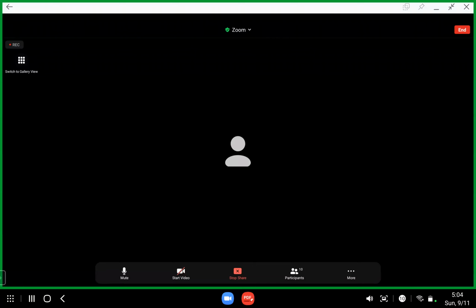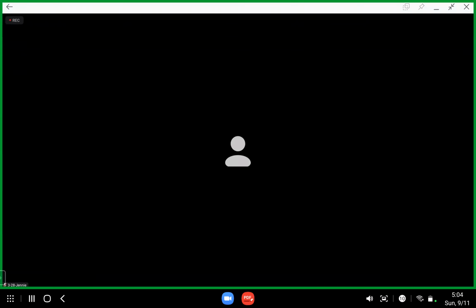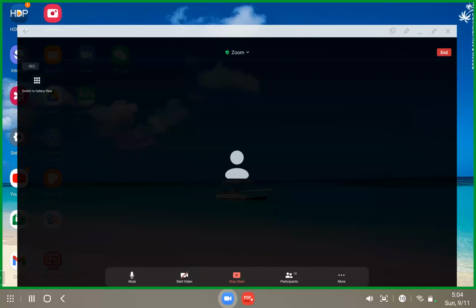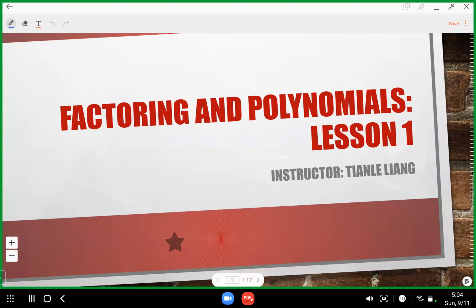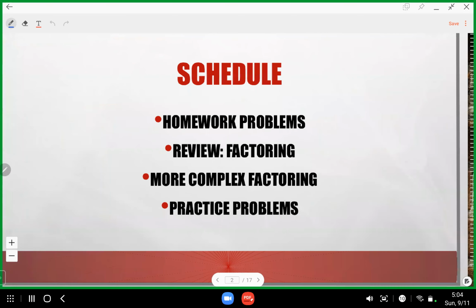Okay, so let's start. All right. So today is actually, no, this is incorrect. Today is the second lesson of factoring in polynomials. So this is not a 1, this is a 2 now. All right, so it's the second lesson of factoring polynomials.